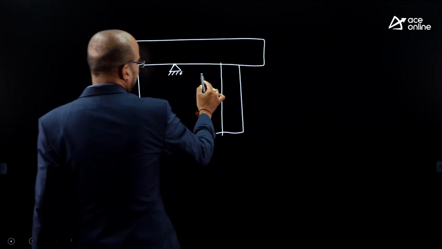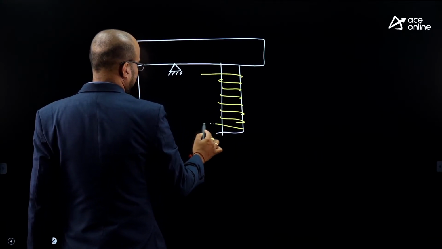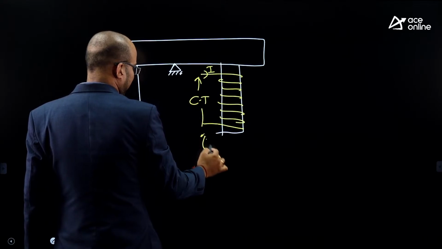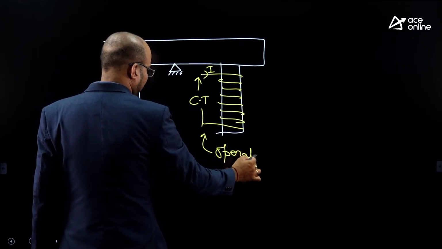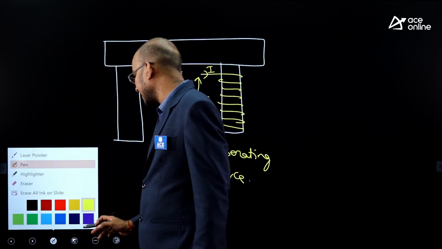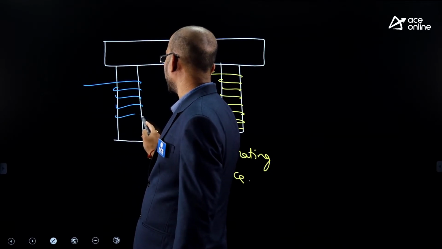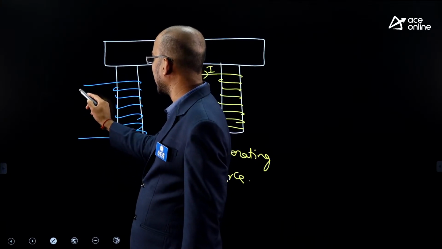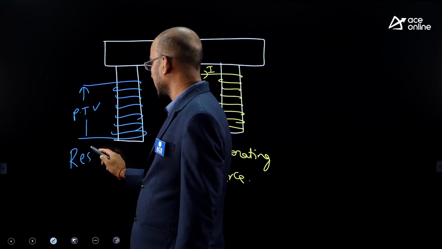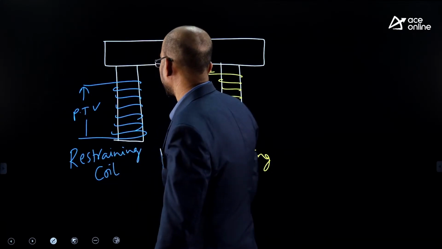So here, let this be the operating coil placed. Here operating force is due to current. This coil is excited with CT and it is subjected to current, so it will develop the operating force. And on the other side, we have the restraining force developed by using a restraining coil subjected to PT, that is voltage. The restraining coil will develop the restraining force.